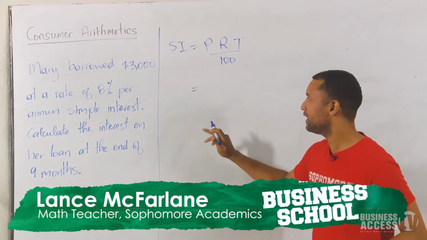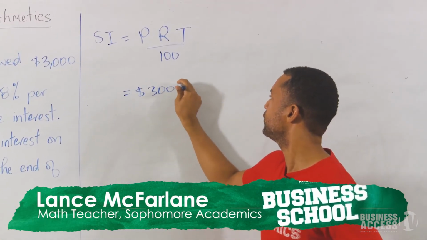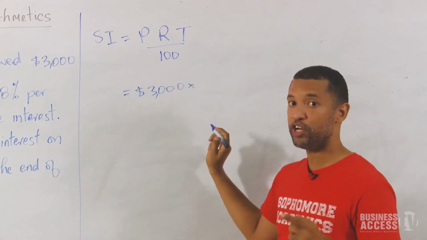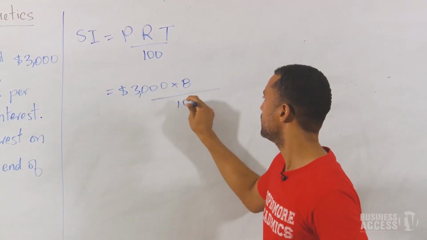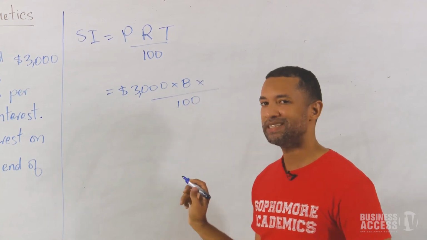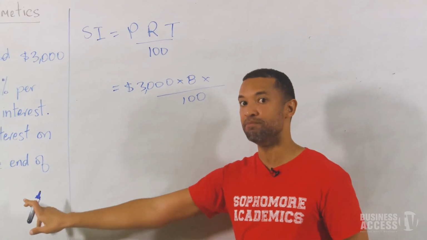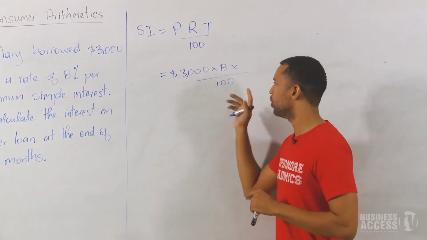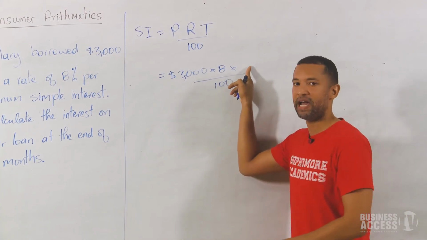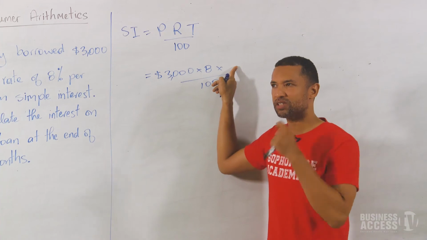So, what's the principal here? It is $3,000, ladies and gents. What is the rate? The rate is 8%. No, the time. No, ladies and gents, the time. They gave us time in months. Most questions give us the time in years. So if that was 9 years, you just write 9 and you go ahead and put everything in the calculator. But this is 9 months.